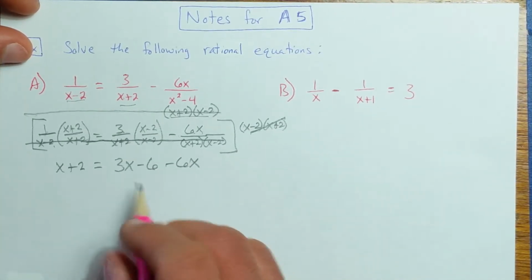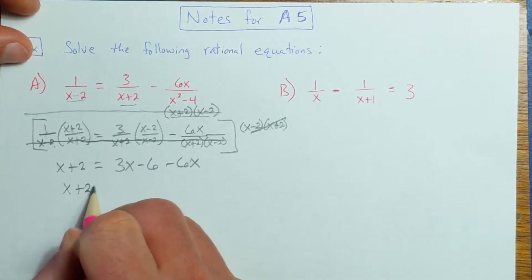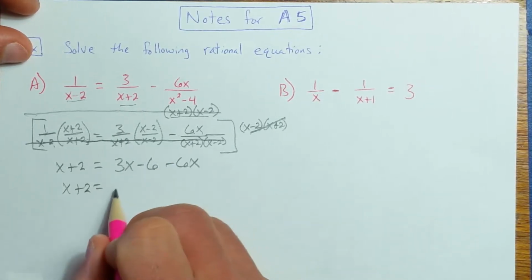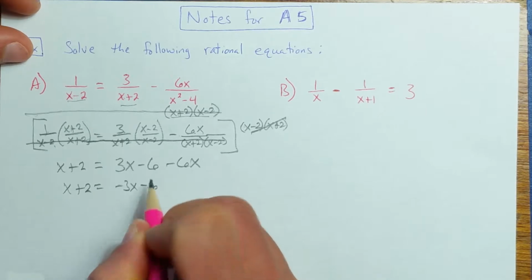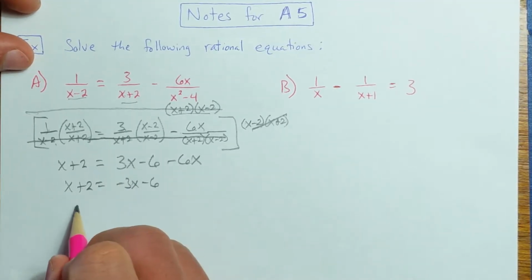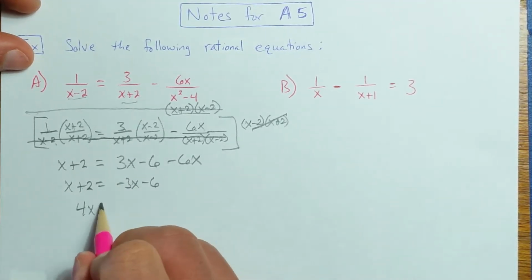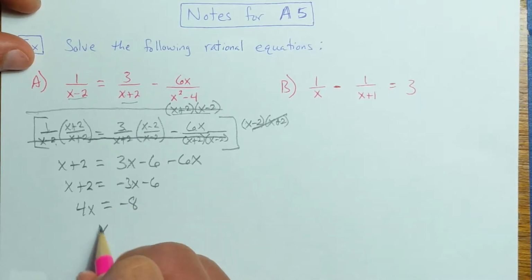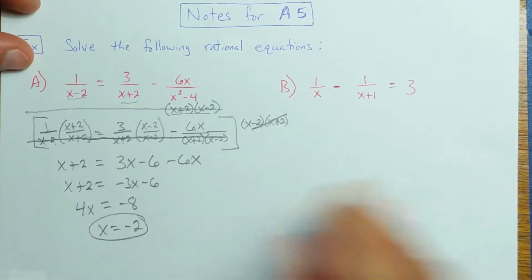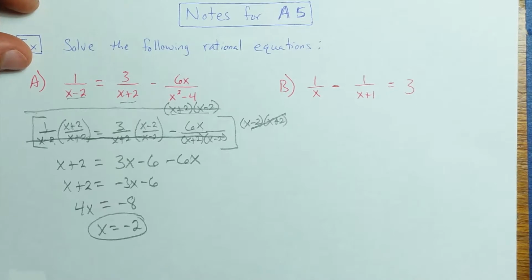This is not quadratic, so get all the x's to one side. I'm going to leave the left side alone. I'm going to simplify the right side. It looks like it's negative 3x minus 6. I'll go ahead and add 3x over to the left side to give me 4x. I'll subtract 2 to give me negative 8. And I end up with x is equal to negative 2 when I get done dividing.